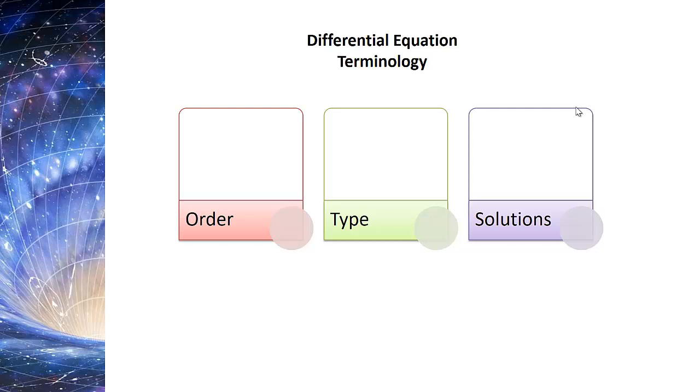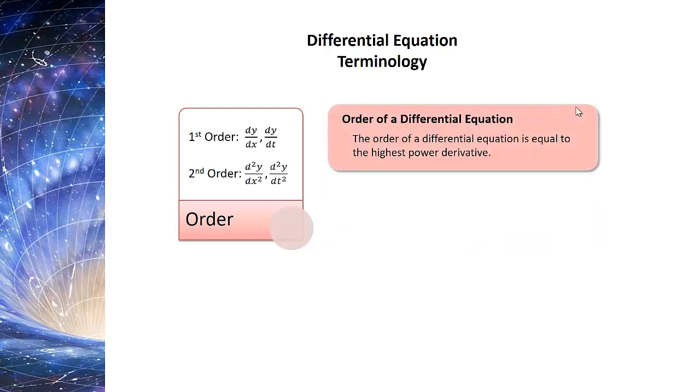I want to talk a little bit about the terminology of differential equations. There's three types of terms I want to discuss: the order, the type, and solutions. About order, we say that a differential equation is, say, first order or second order, or more generally, we define the order of a differential equation as being equal to the highest power derivative in the equation. So first order differential equations have first derivatives. Second order differential equations have second derivatives. In this example, this is a first order differential equation because I have just a first order derivative.